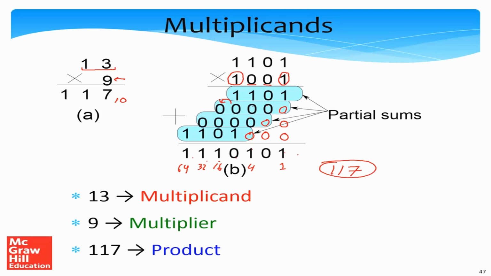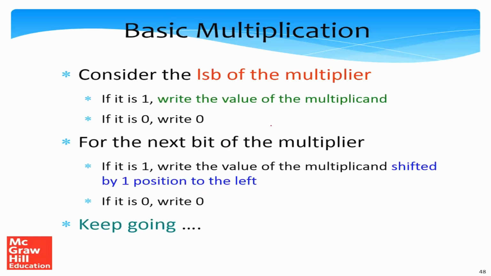So the important take home points here are: we define the term multiplicand, which is this number. We define a multiplier, which is this number. Then the final result is a product, and each of these blue rectangles is a partial sum. So what did we do? We started from the LSB, the least significant bit of the multiplier. We kept going left. If any of these bits is 1, we write the value of the multiplicand. If it's 0, we write 0. Then we move to the next bit of the multiplier, and at every point we shift the partial sum one place to the left.